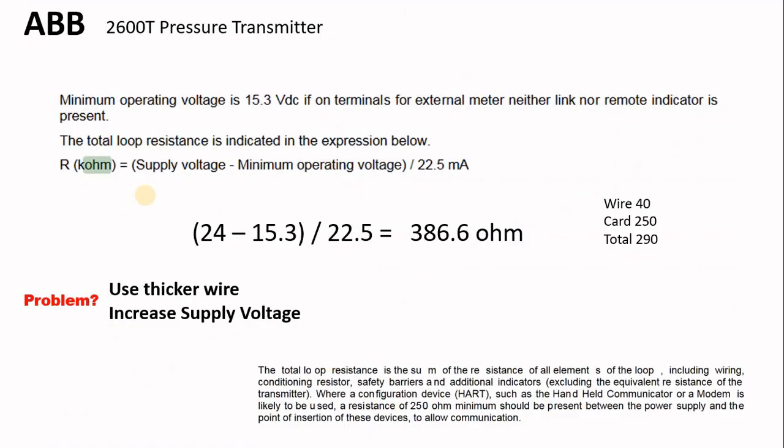Other vendors may express it differently. ABB says to take your supply voltage, subtract the minimum operating voltage, which is 15.3, and divide by 22.5, and that would be your total maximum resistance in the loop. So here you can see the maximum is 386 ohm.